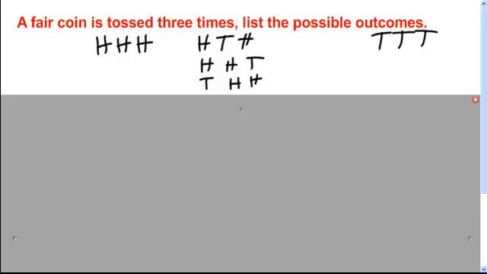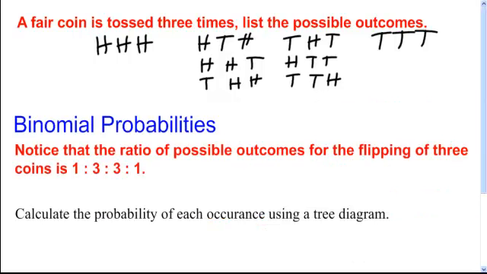And then I could also get it with 2 tails. So tails, heads, tails; heads, tails, tails; and then tails, tails, heads. So there's 8 different possible outcomes for this. All 3 heads, 2 heads and 1 tail in different orders, 2 tails and 1 head in different orders, and then lastly, all tails. So if you notice, the ratio of the possible outcomes for flipping the 3 coins is 1 to 3 to 3 to 1. Okay? 1 in this category, 3 in this category, 3 in this category, and 1 in this category, which gives me a total of 8 possible outcomes.